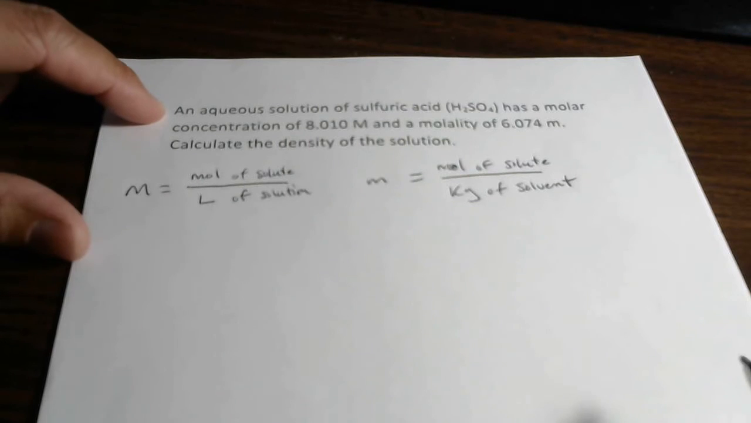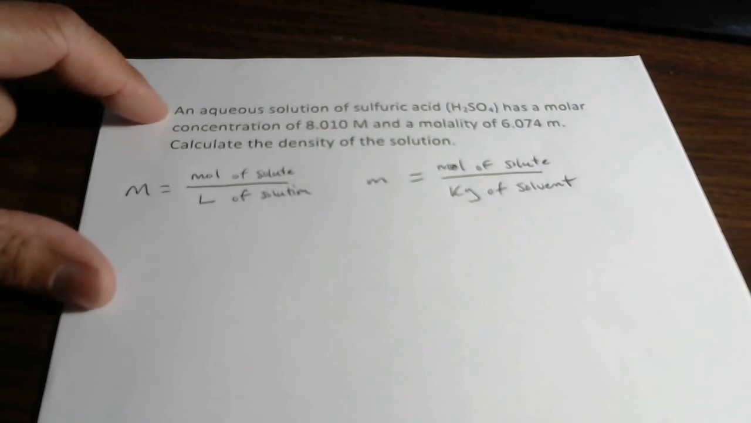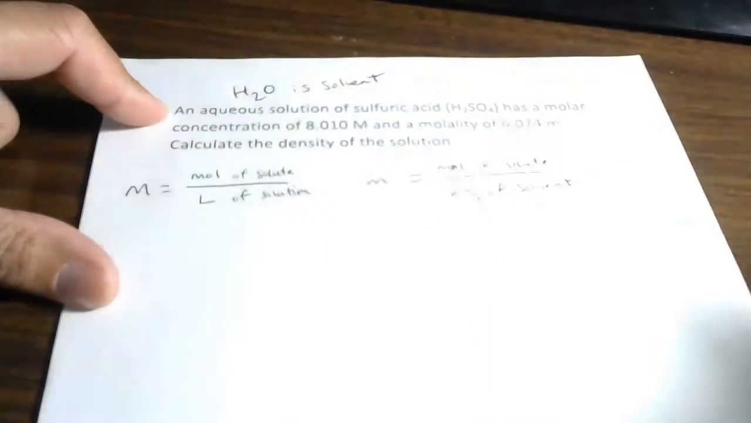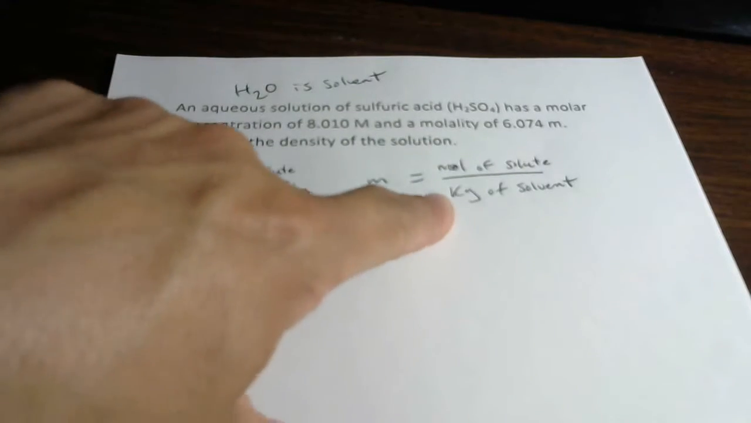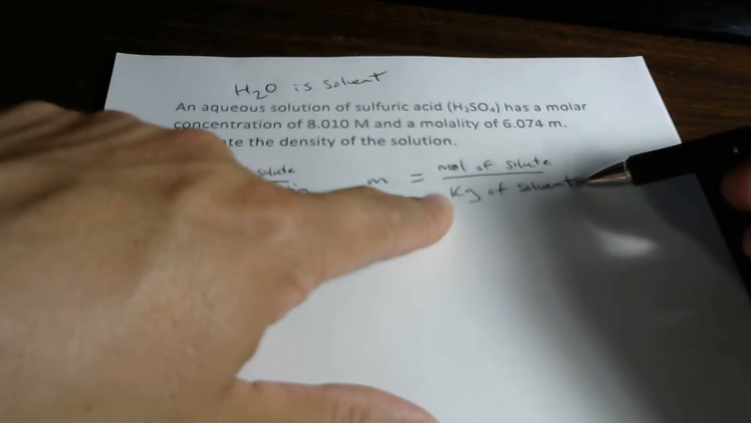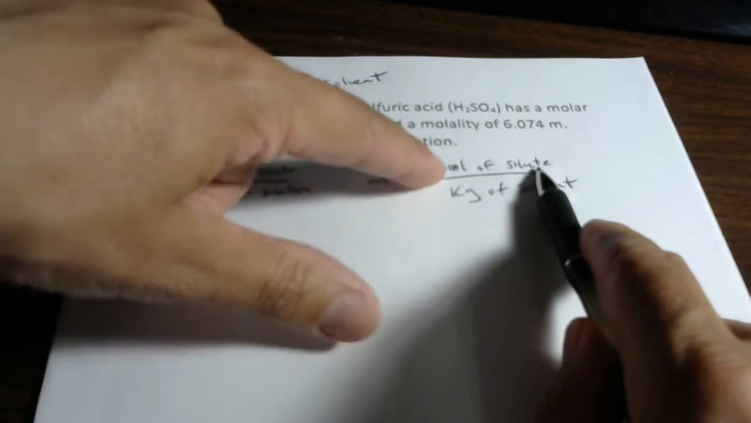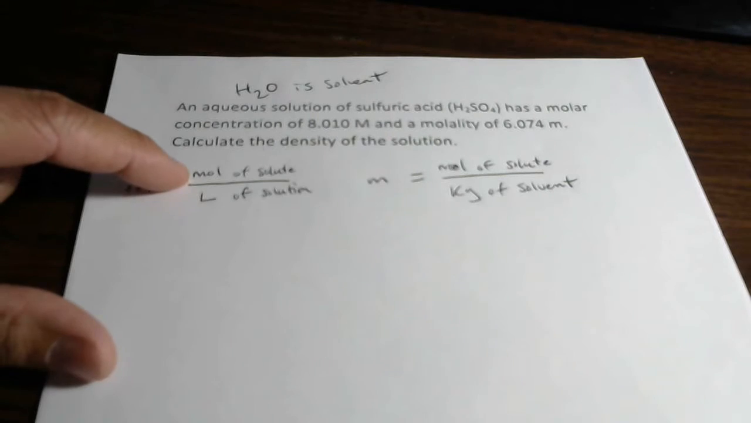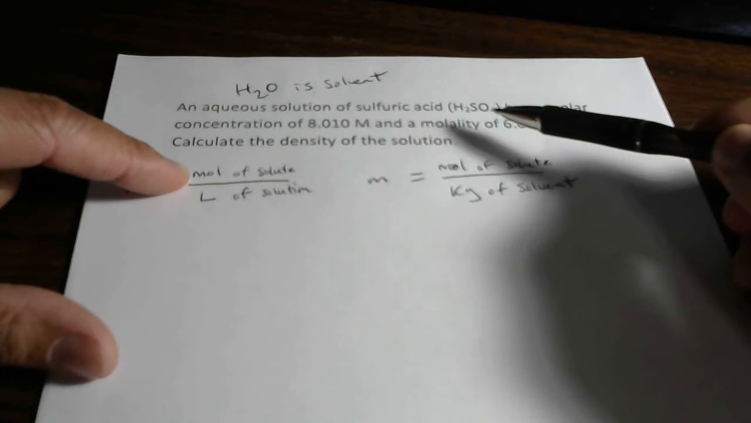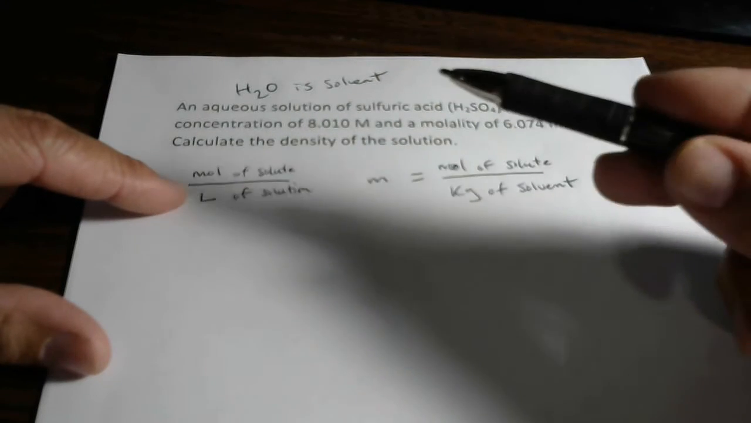This is an aqueous solution of sulfuric acid. When you see this, most of the time we have to understand that H2O is our solvent, because water is a universal solvent in chemistry. So kilograms of solvent is going to be referring to the mass of the water. On the top, our mole is going to be the solute, our H2SO4, our sulfuric acid. Likewise over here, the mole of the solute refers to our H2SO4, and then the liters of solution will be the combination of the sulfuric acid and our water.